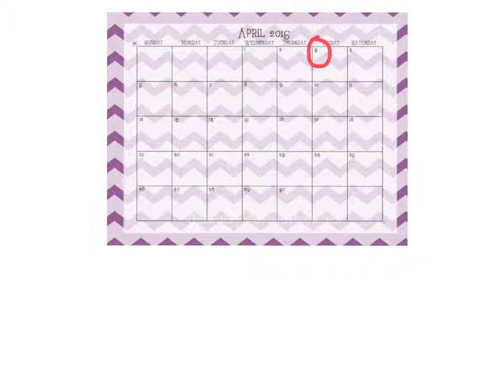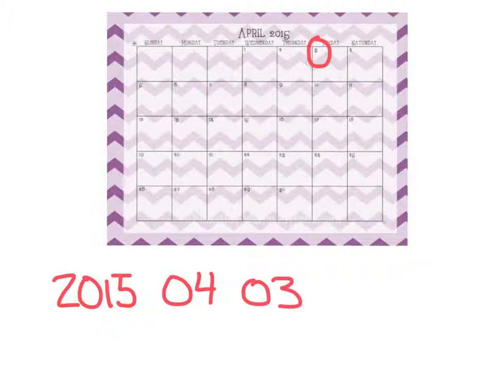I start with the greatest unit of time, the year, 2015. The month, which we said was the 4th month, 04. Now I need to use 2 digits for the day, even though it's not a 2-digit number. So I'm going to put that 0 down again and say 03. So this reads as 2015, 0403. That tells everyone that it's April 3rd, 2015.